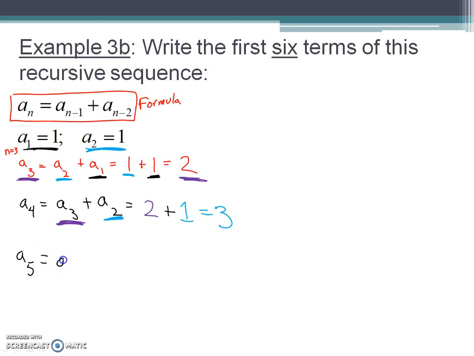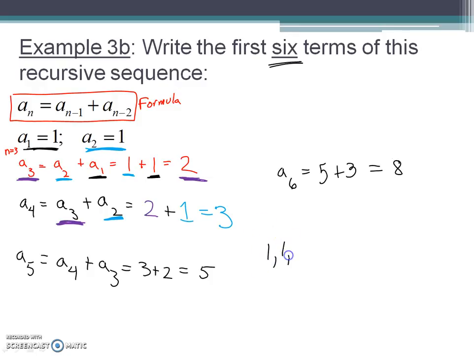A sub 5 will be the fourth term plus the third term, and that gives you 3 plus 2, and that will give you 5. And then the sixth term, because we are finding the sixth term, is the previous 2 terms, so that'll be 5 plus 3. And that's 8. So if you lay out this sequence, 1, 1, 2, 3, you can see the sum of these two is 5. Sum of these two is now 8. Sum of these two is 13, sum of these two is 21, 34, etc., etc.